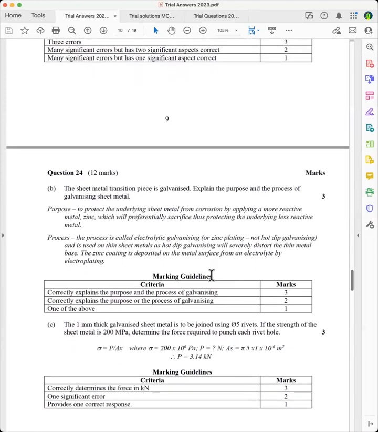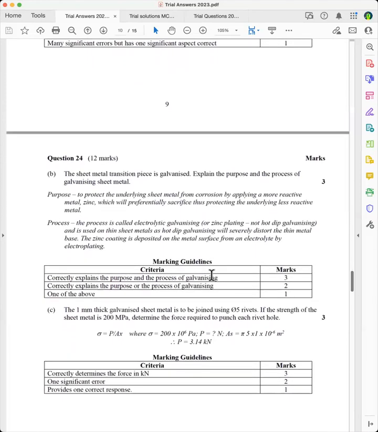Sheet metal, the sheet metal transition piece, the above is galvanized. Explain the purpose and process of galvanizing. Now, this question is asked, and they've asked you to explain. And so that means it's not just a statement, it's an explanation where you have to make sure that you give relationships, cause and effect, and provide how and why.